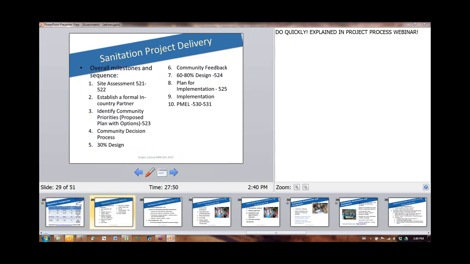Okay. So let's go through this very quickly. This is just the project process that we go through. We have a whole other webinar that goes over this project process. So I'm just going to point out that this project process follows a professional engineering design process. So you go from assessment to design to implementation to monitoring. And that's what ours does. We want to be as professional as possible. We want your project to be successful. And so that's why we follow this design process.